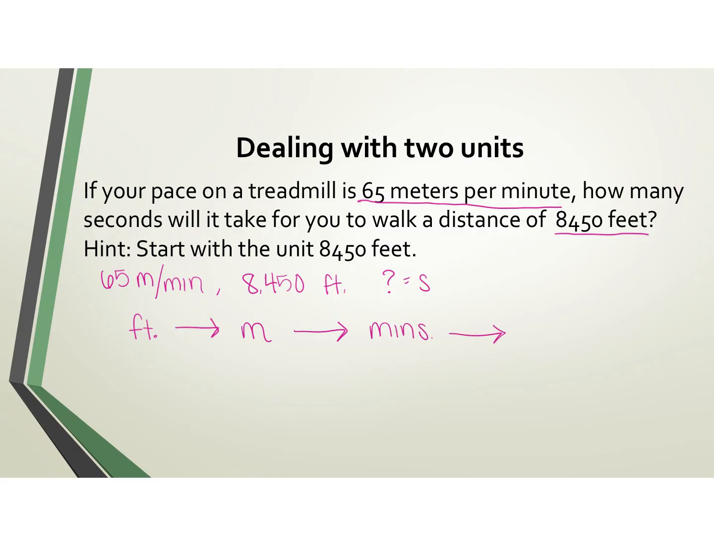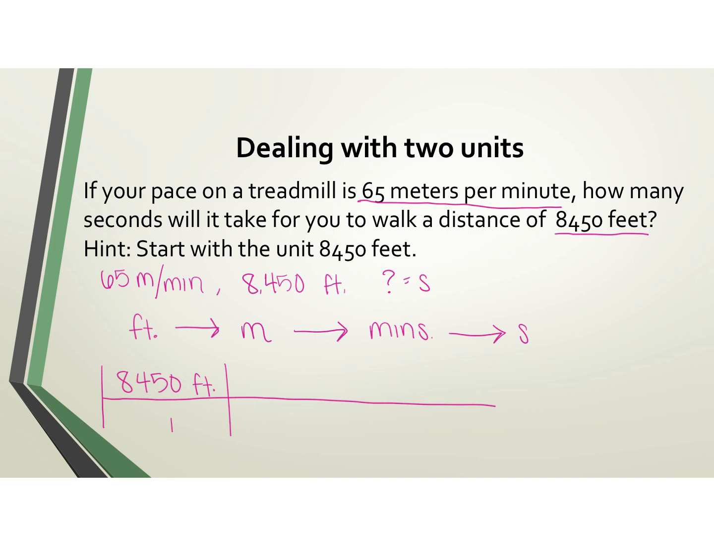And then finally, we can convert to seconds. So now that we know our plan, we can do our dimensional analysis. So I'm going to draw my boxes. And we just established we're going to start with feet. So we're going to start with 8,450 feet. And that's going to go on the top box. Okay. Just a 1 in the bottom box.